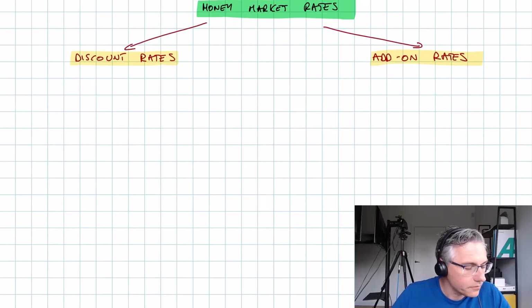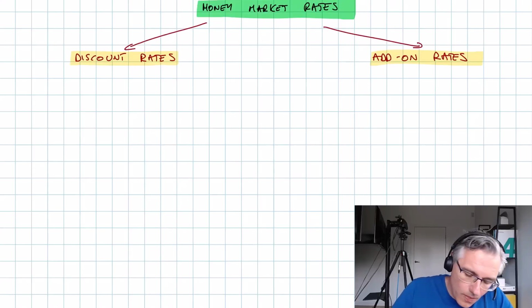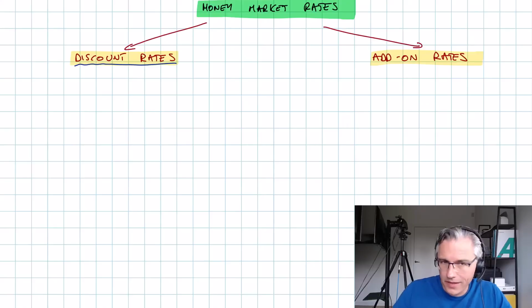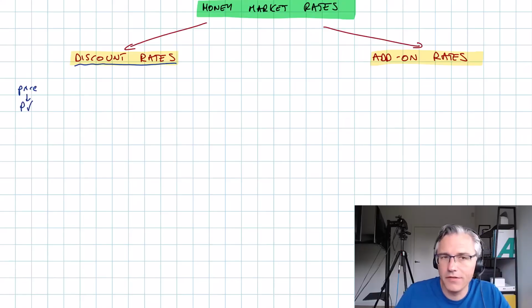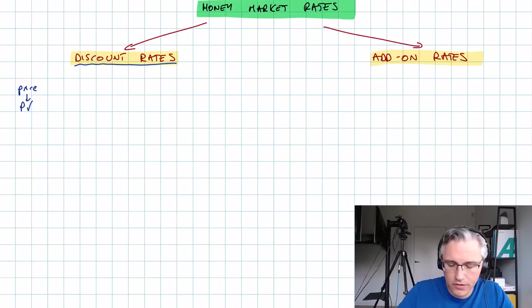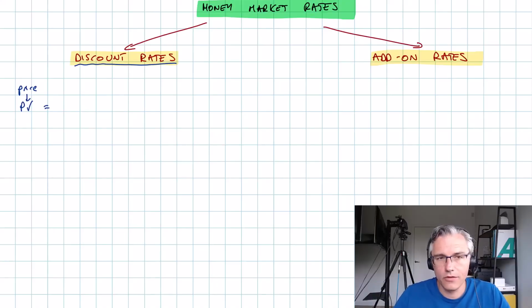Okay. So when applying the discount rates approach, how do you compute the price of the security? Well, the price is going to be the PV, the present value. That's how it's denoted. And let me write the formula down first, and then I'm going to walk you through what each of the symbols actually means.